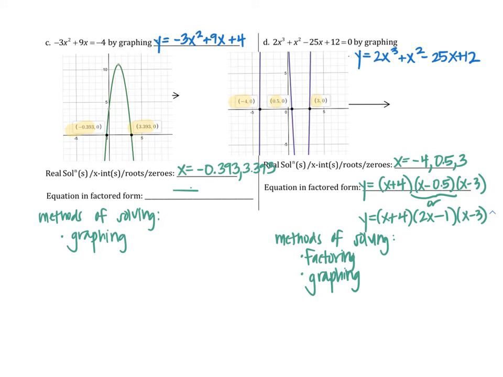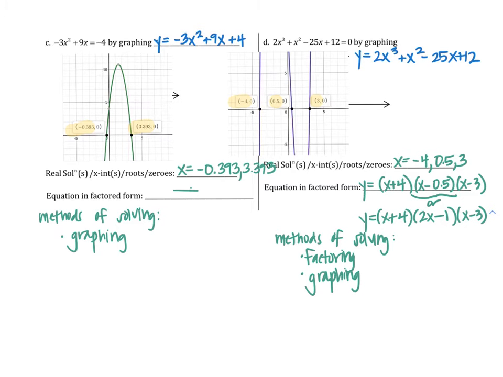For C, we should have gotten x equals -0.393 and 3.393. And then for D, you should have x equals -4, 0.5, and 3 as your solutions. At the bottom, I did just summarize.